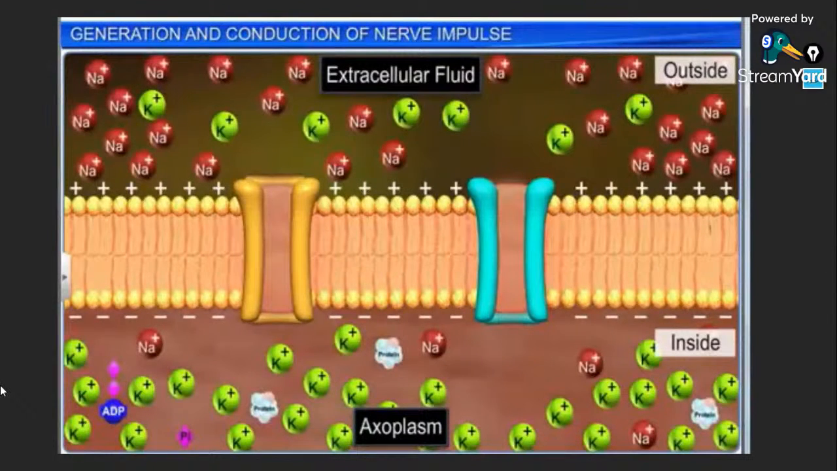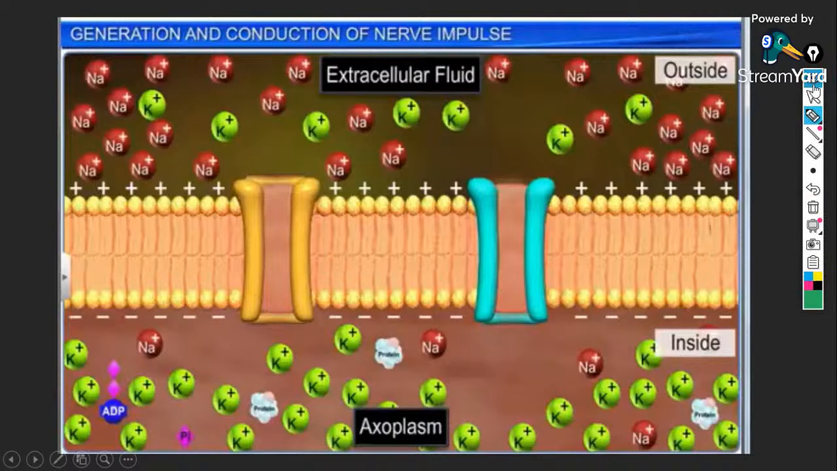The ion channels of the resting membrane are differentially permeable. So this is what we have learned in the beginning itself. That is, the sodium ions are high outside and the potassium ions are less. Whereas inside the axoplasm, or inside the axonal membrane, potassium ions are high and the sodium ions are less as well. Clear?